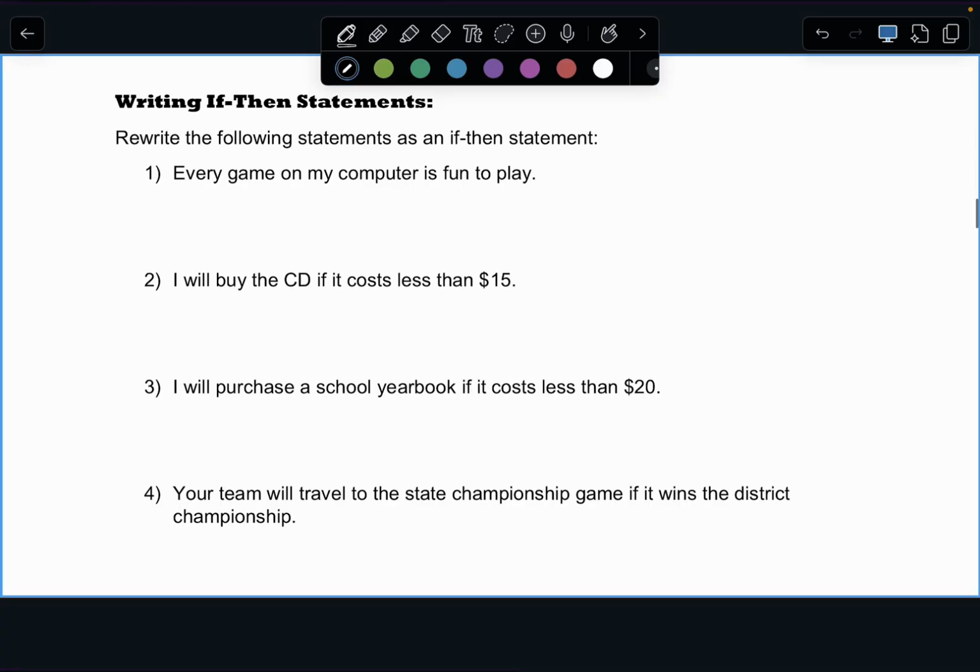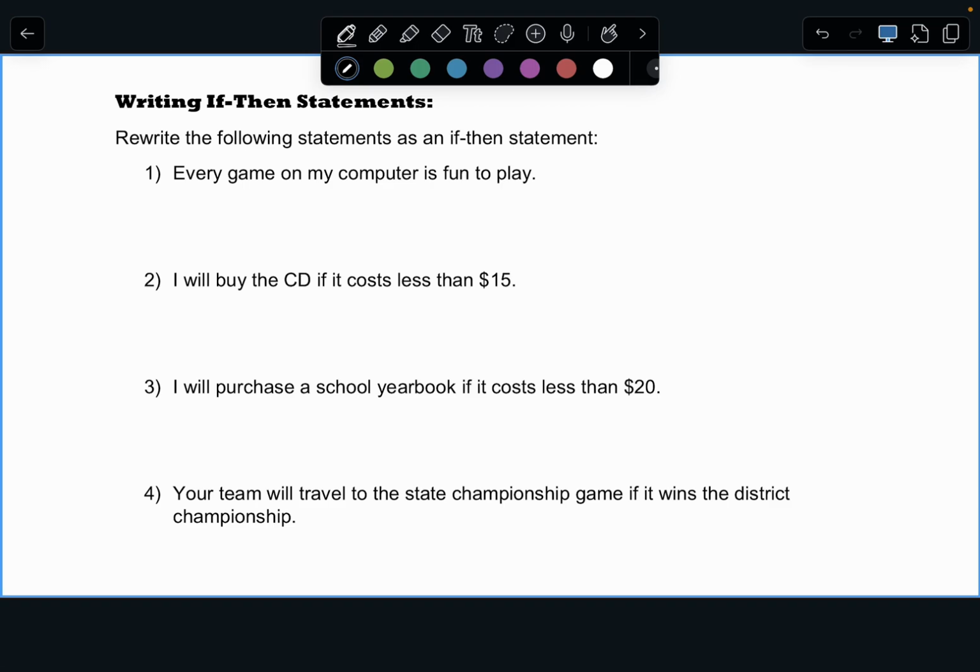Next piece is rewriting conditional statements in if-then form. So sometimes you're just going to be given a sentence, and you'll have to rewrite it so it says if something, then something else. Okay? And to rewrite it, we have to think about what's the necessary condition that needs to come first, and then the other thing follows. So this first one's going to be the trickiest one, but it says, every game on my computer is fun to play. Reagan, what are you thinking? If there was a game on my computer, then it is fun to play. You killed it out of the park. If a game is on my computer, that's my condition.